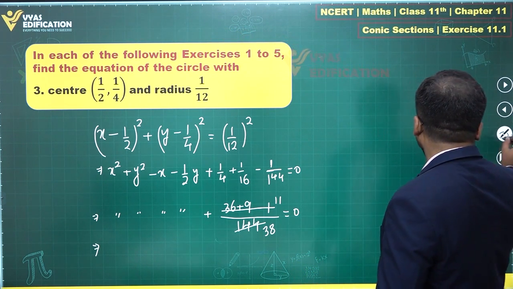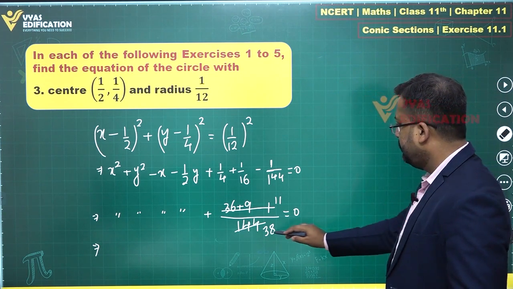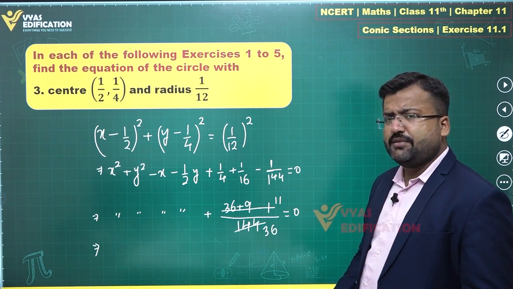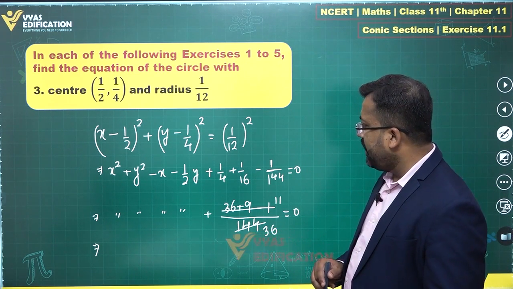38, or 36 actually, not 38, 36. Why are we getting 38? This is 36, right? 6 times 4 is this. 11 upon 36 is what I am getting.